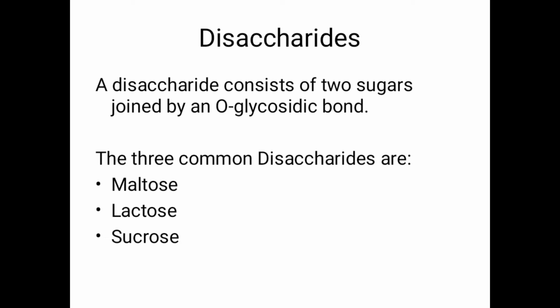such as maltose. The first one is maltose, the second one is lactose, and the third one is sucrose. Maltose is a combination of glucose plus glucose. Lactose is a combination of glucose plus galactose, and sucrose is the combination of glucose plus fructose sugar. So let's discuss one by one.